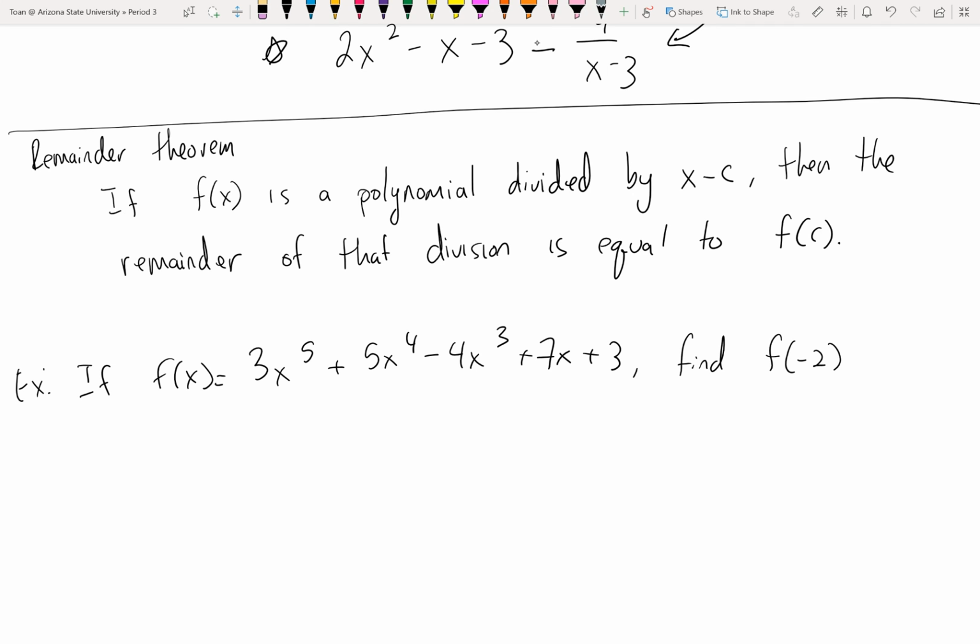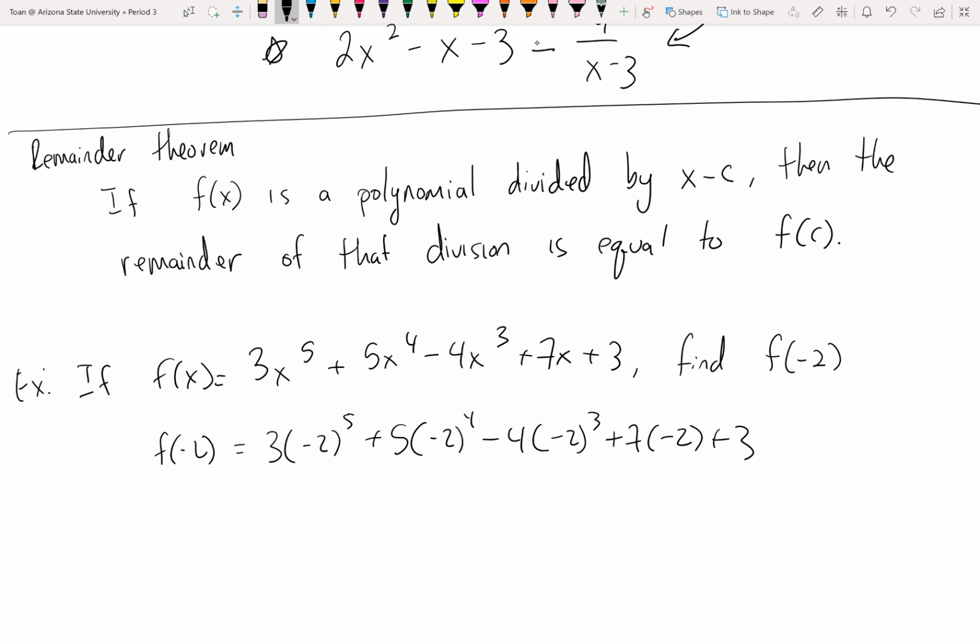Easy peasy. Right, so f of negative 2 equals 3 times negative 2 to the 5th power plus 5 times negative 2 to the 4th power minus 4 times negative 2 cubed plus 7 times negative 2 plus 3. And let's say you didn't have a calculator. That would take you some time, maybe half a minute, maybe a full minute. Negative 2 to the 5th is negative 32 times 3. What's that now? Then I can do 5 times negative 2 to the 4th. That's going to take some brain power. It's not hard. You guys can do it. Heck, even if I let you have a calculator, it's going to take some time to push those buttons.